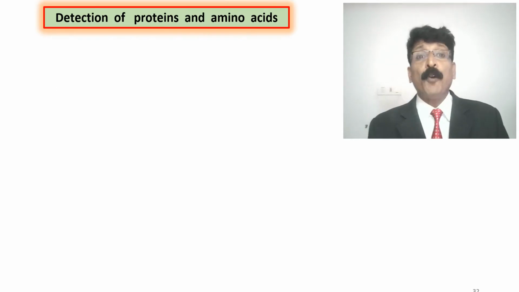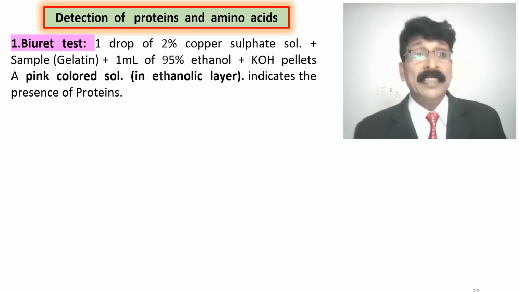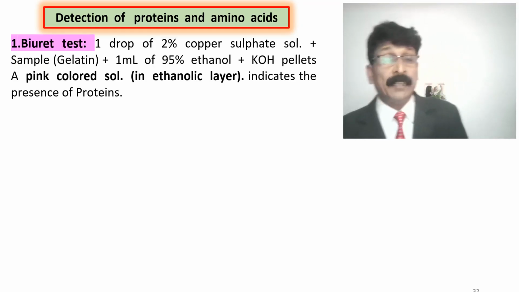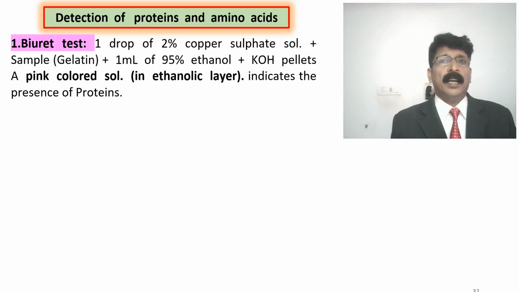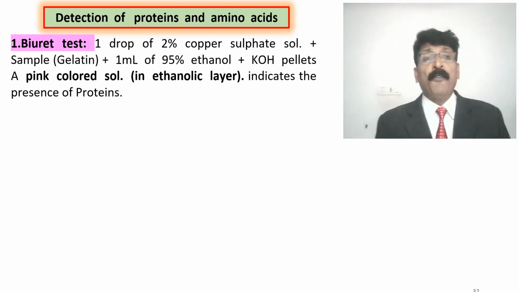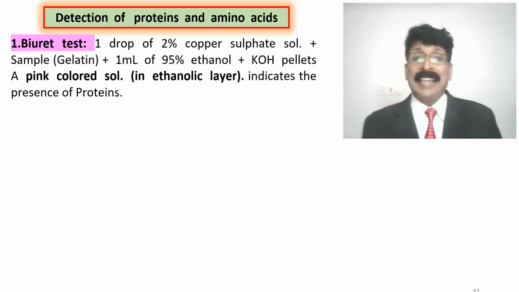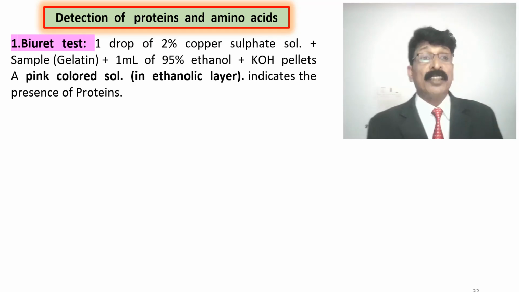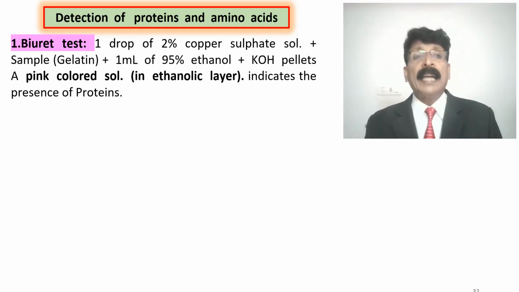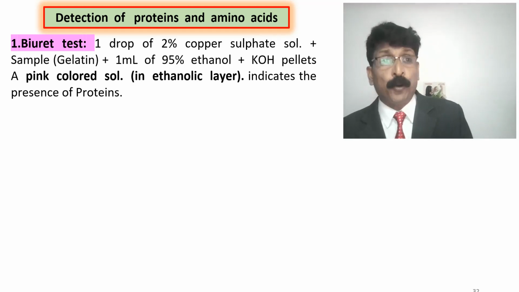Detection of proteins and amino acids. This test, even for gelatin, is common for amino acids and proteins, and you have to write it. Biuret test: 1 drop of 2% copper sulfate solution plus a sample of gelatin, plus 1 ml of 95% ethanol; if you add a potassium hydroxide pellet, a pink color in the ethanolic layer is formed, indicating the presence of proteins.